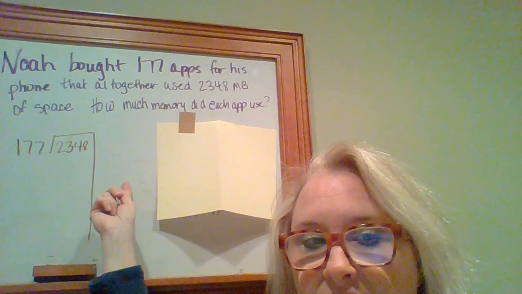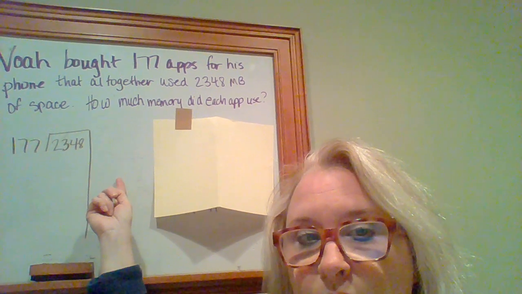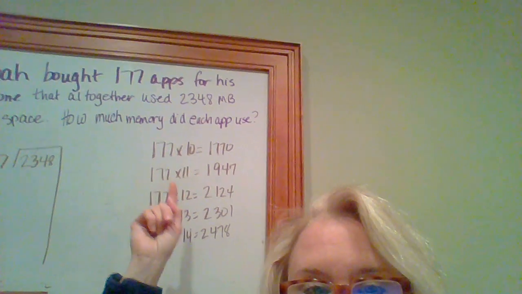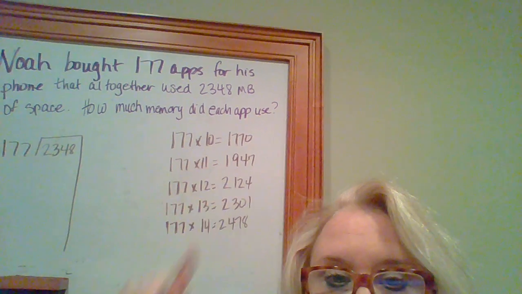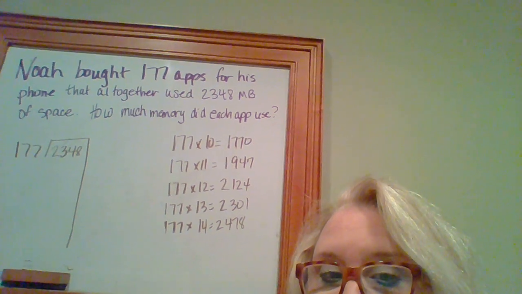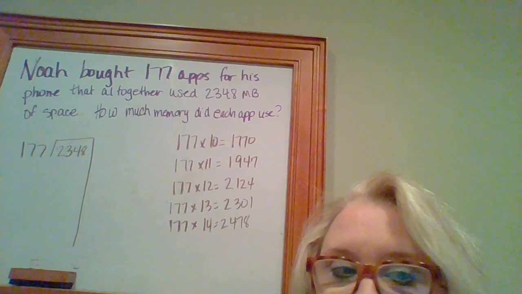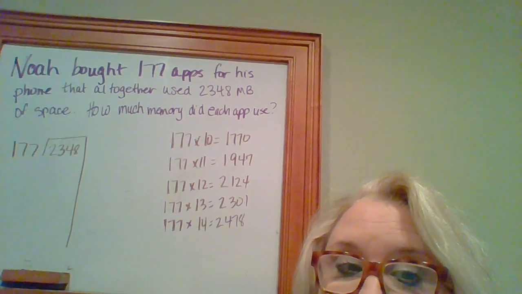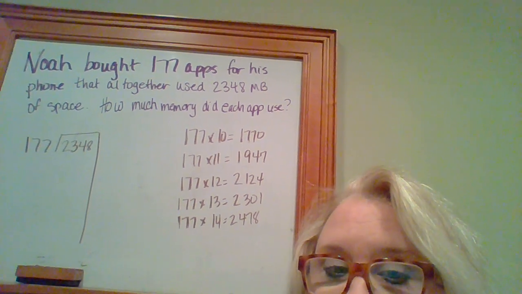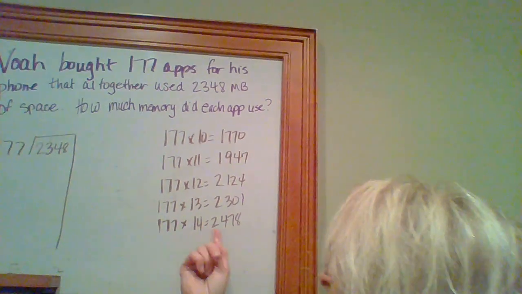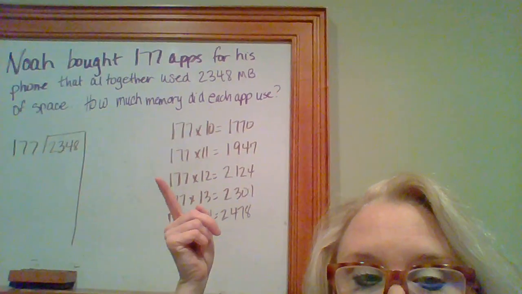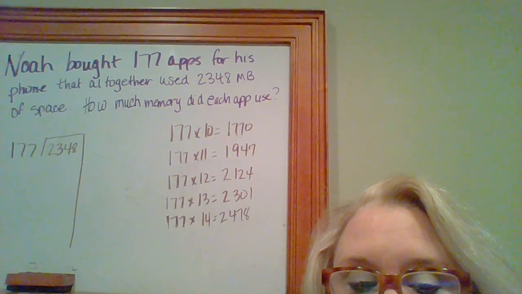I will reveal mine in one moment. Take a minute to do yours. Okay, here's my multiplication table. 177 times 10 equals 1,770. Then I went to 11 because I'm getting closer to how many groups of 177 I need to pull out of 2,348, but I'm not close enough. So I did 11, 12, 13, and 14. Well, I think 14 is too large because that's 2,478. That's more than 2,348. So let's solve.